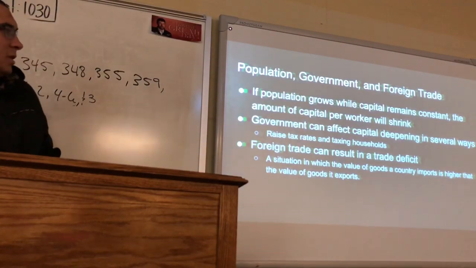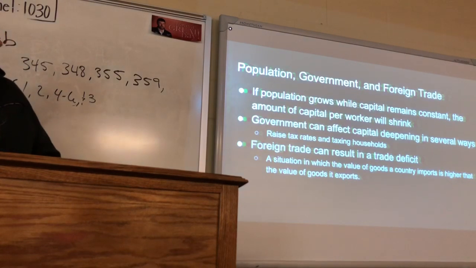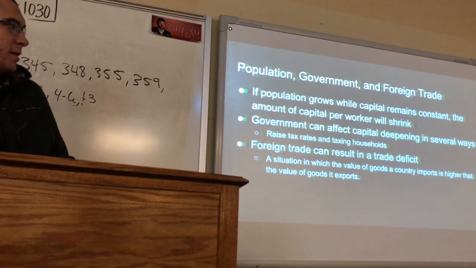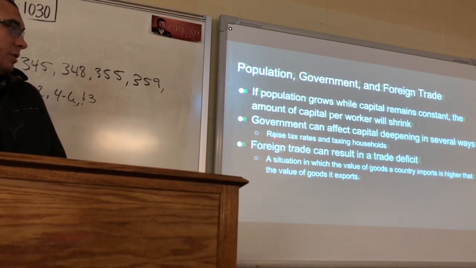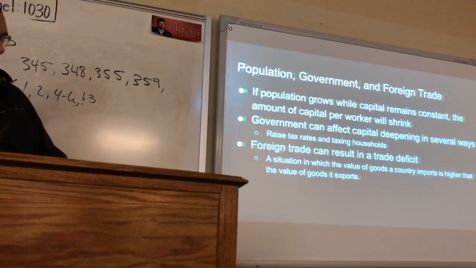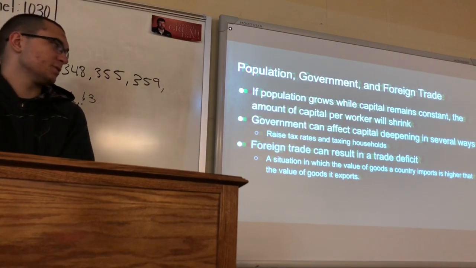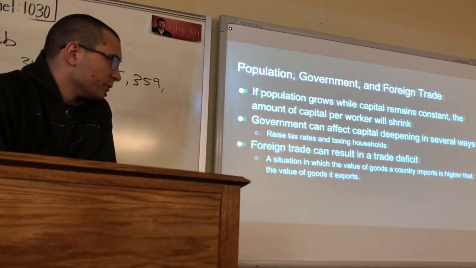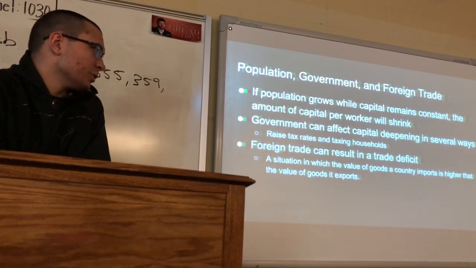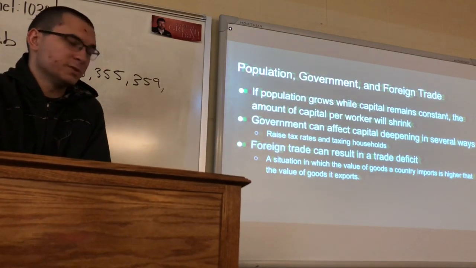Population growth and foreign trade. If population grows while capital remains constant, the amount of capital per worker will shrink. Government can affect capital deepening in several ways. Your book only really names two: raising tax rates to pay for wars and whatnot, and taxing households. Foreign trade can result in a trade deficit, a situation in which the value of the goods a country imports is higher than the value of the goods it exports.